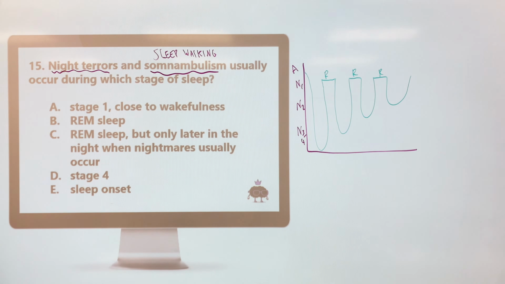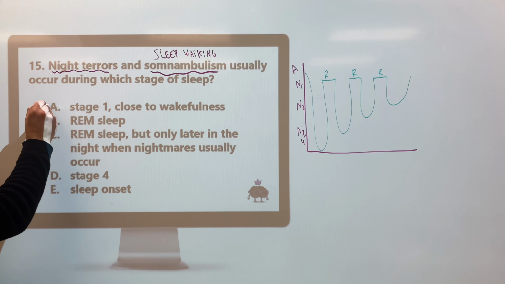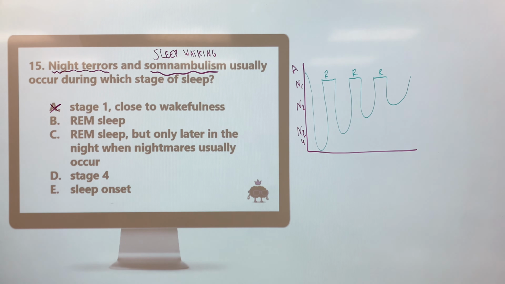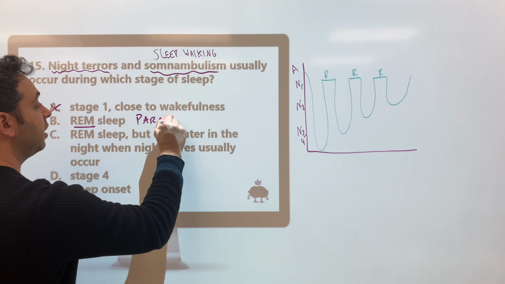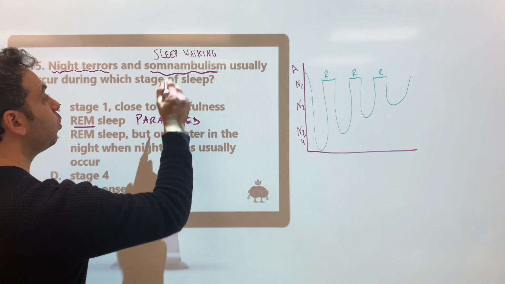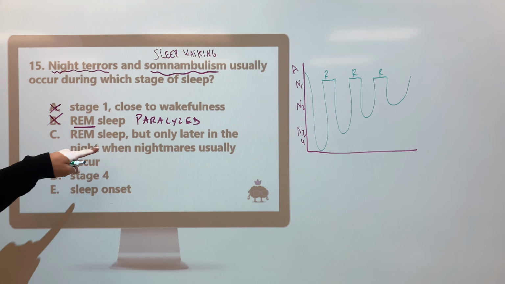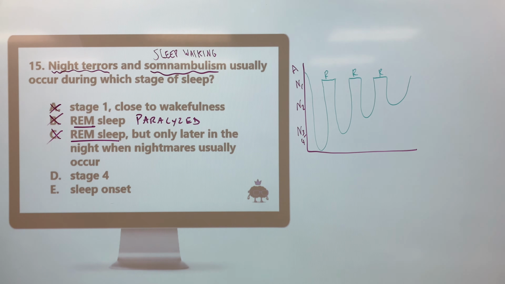Well, let's start with A, stage 1, close to wakefulness. Well, we haven't even had enough time to go to sleep yet, let alone have a dream. So that is not going to be right. We're still right here, just about to go to sleep. All right, what about B, REM sleep? Well, guess what? During REM sleep, our body is paralyzed. We can't move. So there's no way I can walk down the stairs if my body's paralyzed. So anything with REM sleep cannot be the right answer. C, REM sleep, but only later in the night. It doesn't matter. My body can't really move during REM sleep. So that can't be right.